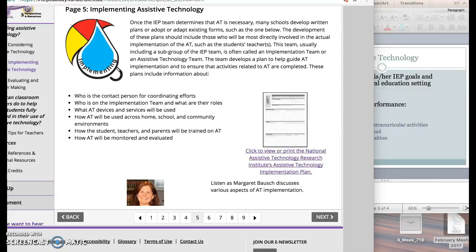One useful thing that we can do in schools is put together an assistive technology team or implementation team that makes sure that the implementation of the assistive technology is successful. Some schools actually have a form for this and a plan that includes the contact person who's coordinating it, who else is on the team and what their roles are, what assistive technology devices and services will be used, how it will be used across home, school, and community, how the teachers, student, and parent will be trained, and also how it will be monitored and evaluated to ensure that it is actually a necessary component of their education.